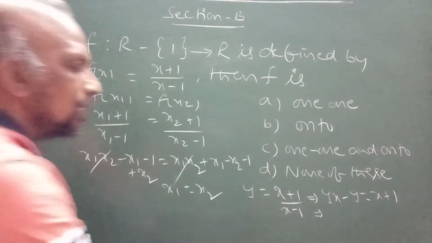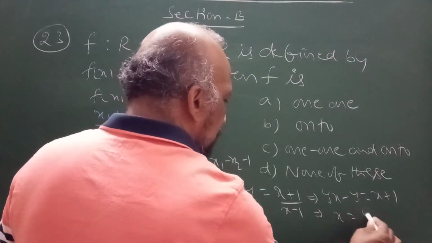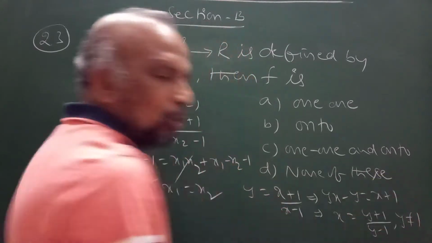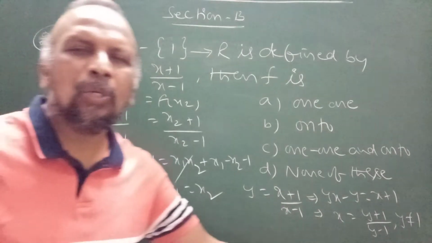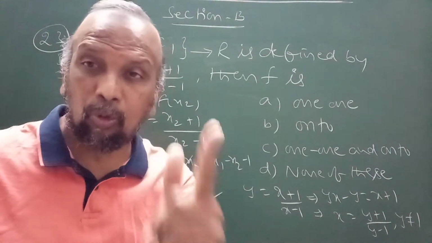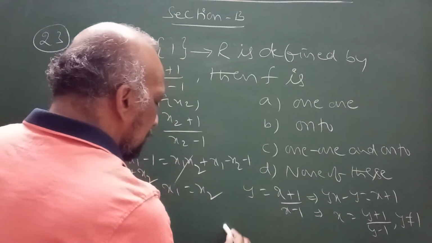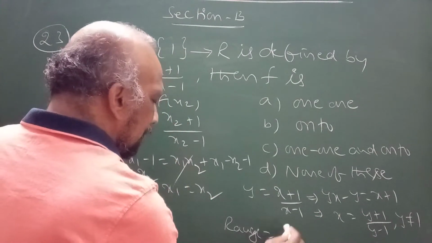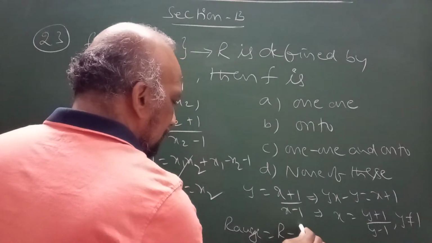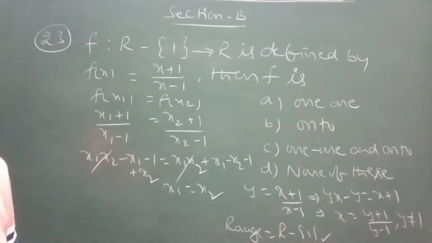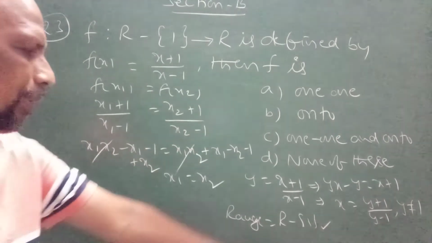So what is x value? If we transfer this, x is equal to y plus 1 by y minus 1. That means y value is not equal to 1. Y should not be equal to 1. That means, what about the range of this function? Can you think about the range? Everything I can consider. Range is equal to R minus singleton 1.